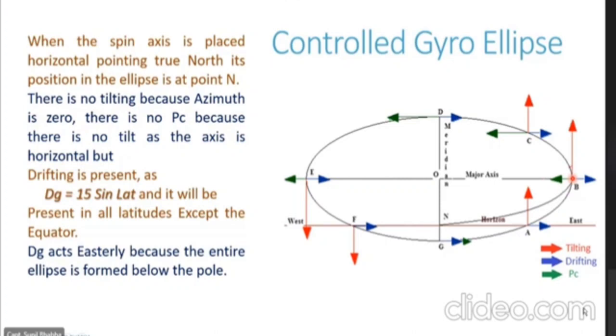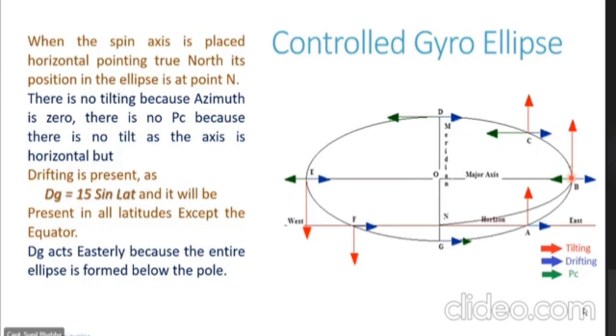You see right now at point Bravo where the laser pointer is, drifting is acting easterly. The blue vector represents drifting. Control precession now has become equal and opposite to drifting. Now since control precession and drifting are equal and opposite, the spin axis will not have any easterly or westerly motion. They will both cancel out each other. At point Bravo, the tilting is maximum. It is the strongest and it is upward tilting. So from point B now, the spin axis moves upwards. It neither goes to east nor goes to west. It moves upwards.